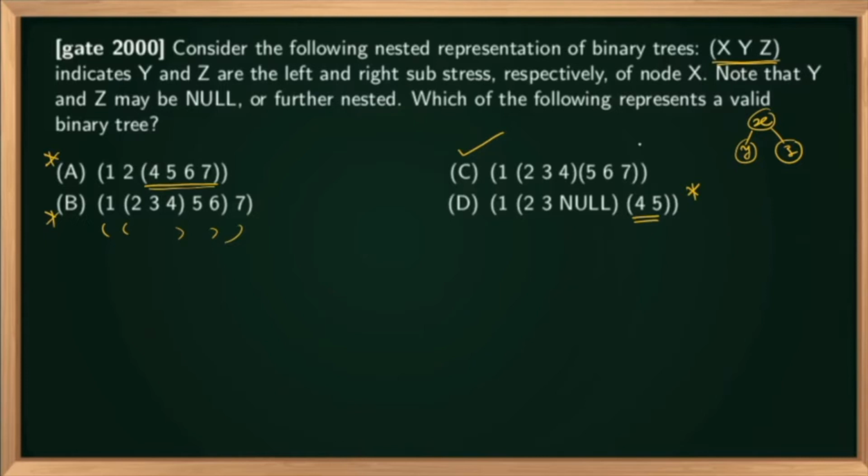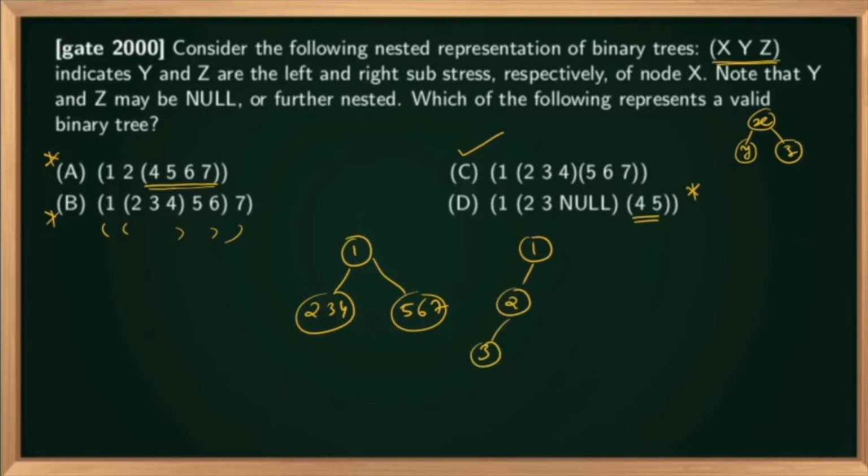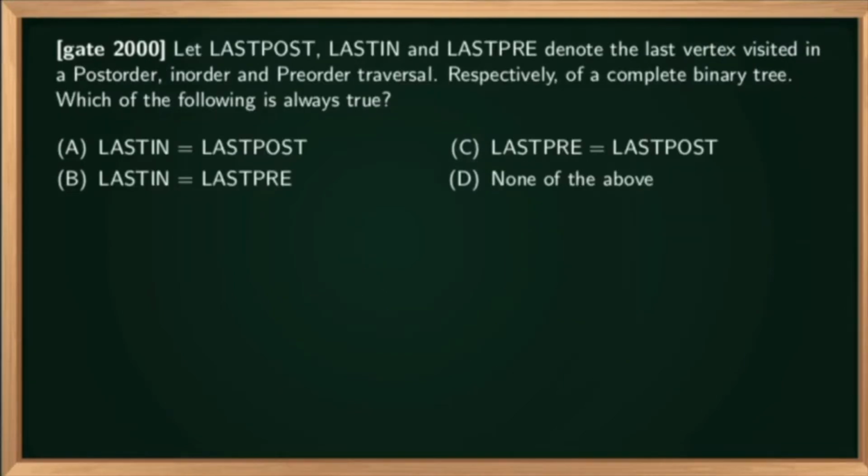Now, what is C? It's actually 1, and left child is 2, 3, 4, and right child is 5, 6, 7, right? Again, if you see what is 2, 3, 4, you have 2 and 3, 4. Similarly, what is 5, 6, 7? 5, 6, 7. Okay. So this is a valid binary tree. So the answer should be C.